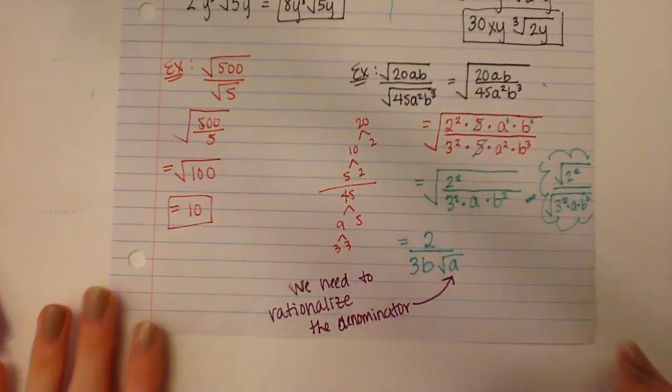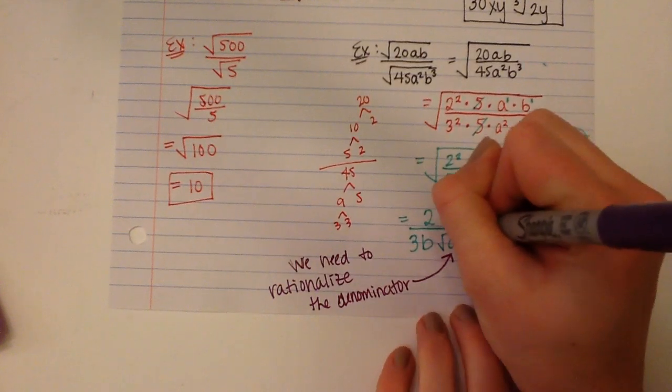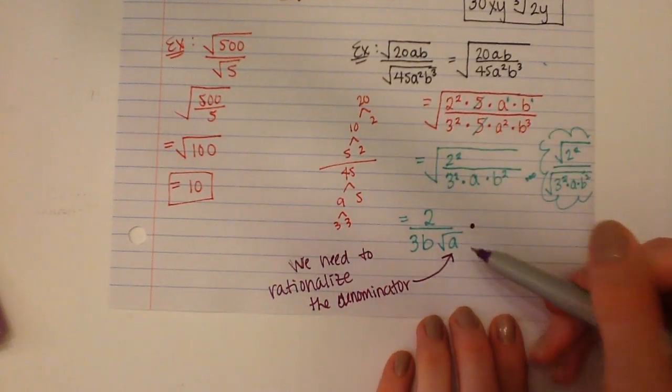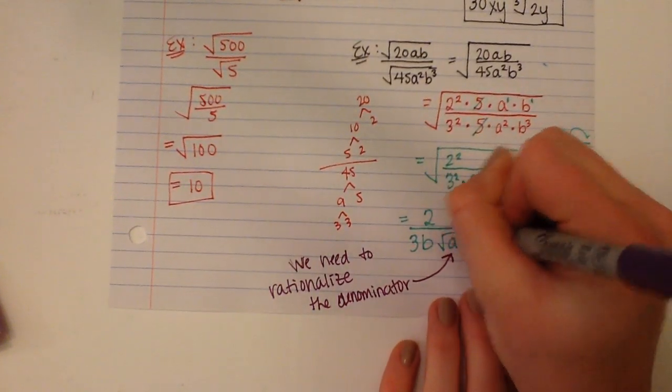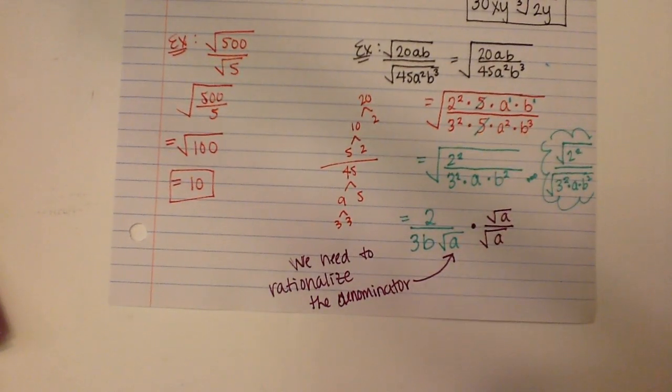We do not want that square root in the denominator for our answer. So in order to rationalize the denominator, we're going to take it times that square root. And when you multiply by the square root, you have to multiply the top and the bottom by the square root. So we're going to multiply by the square root of a over the square root of a.